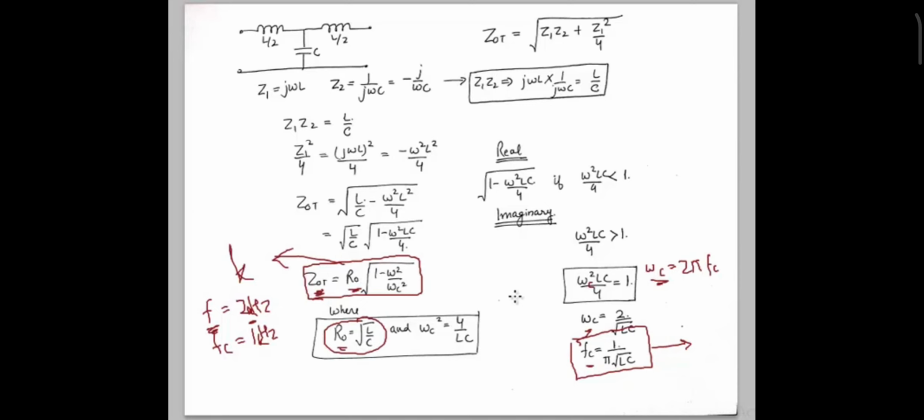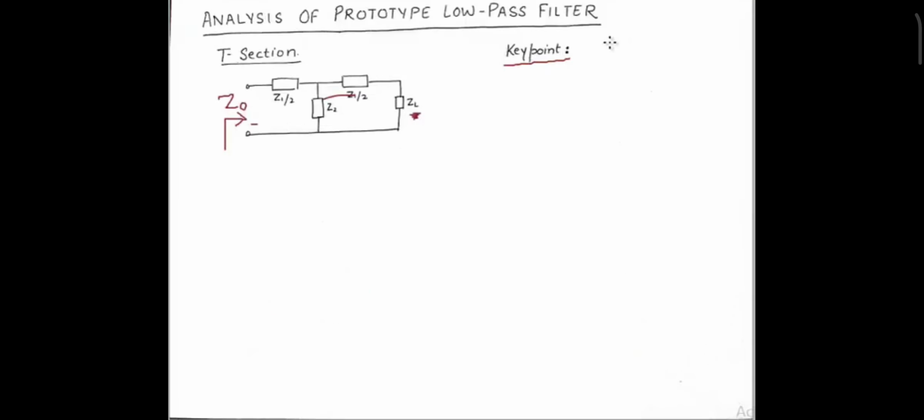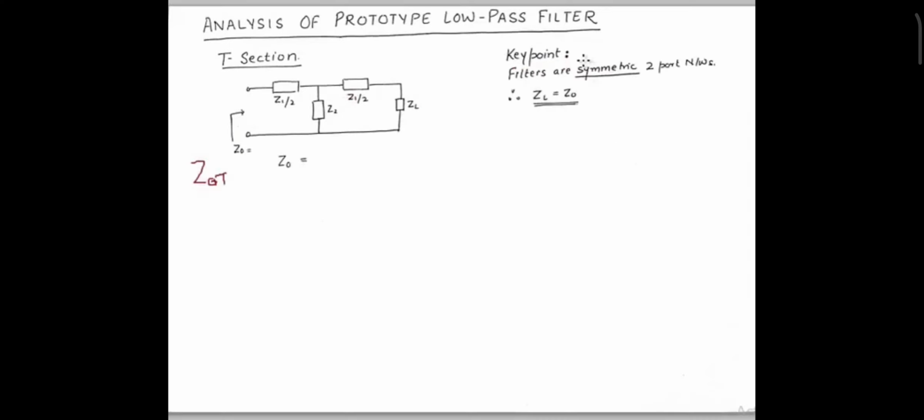So I hope this tutorial was of help, and you've gotten to understand how to calculate the characteristic impedance of a 2-port network. In the next tutorial we'll talk about the 2-port networks with pi sections, and of course the key point remains the same, that for filters the output impedance needs to be kept equivalent to the so-called input impedance, which is also our characteristic impedance.